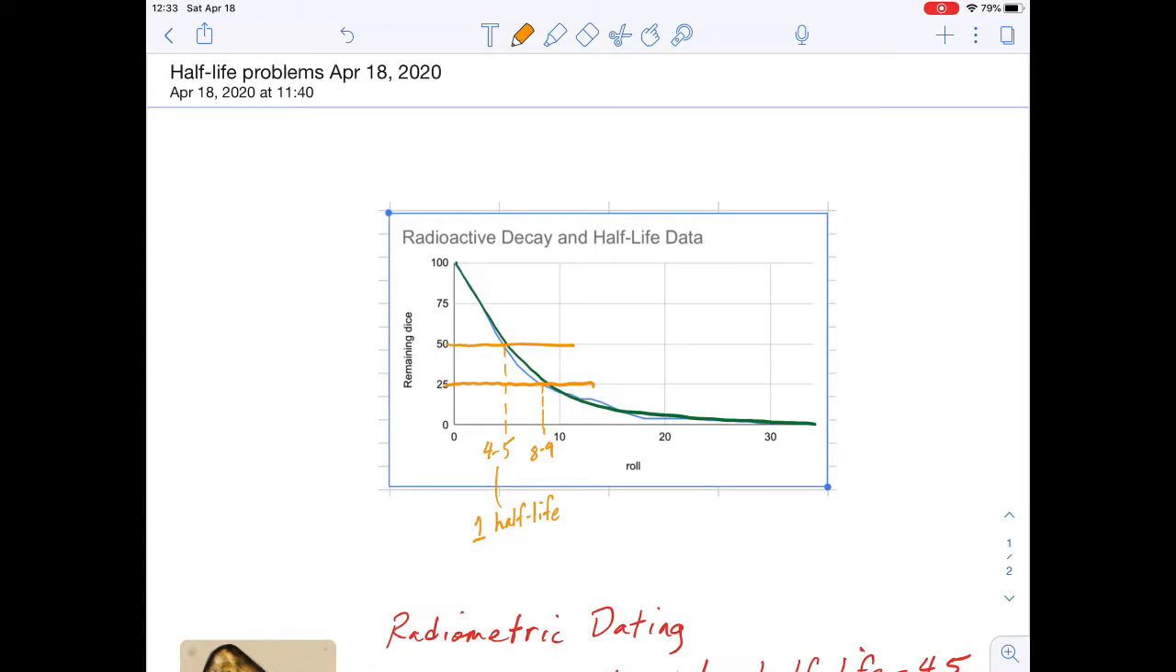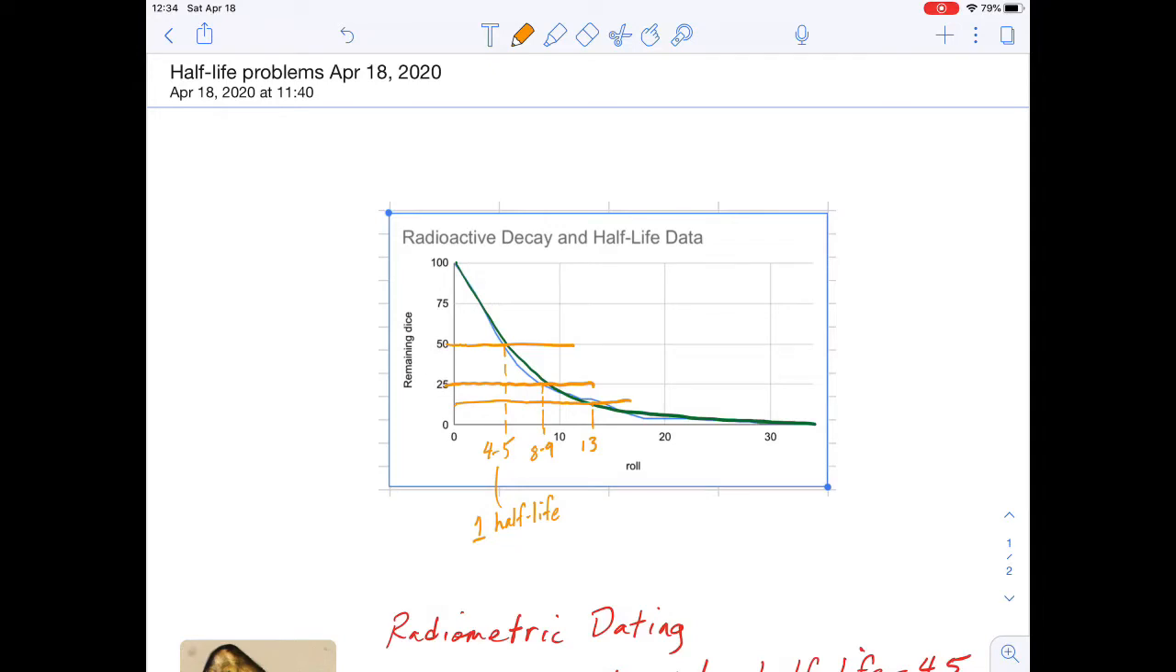Let's check one more time. Come across about here, and we'll come down about here, and we see that we're at somewhere around 13 rolls. Yep, that's about 4 or 5 more. When you go from 4 to 5 to 8 to 9 and somewhere around 13, that's another half-life. And it just keeps on going and going, cutting in half each time.